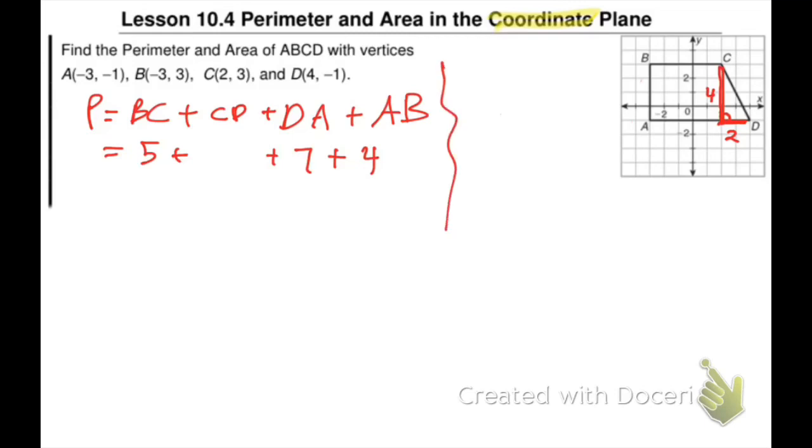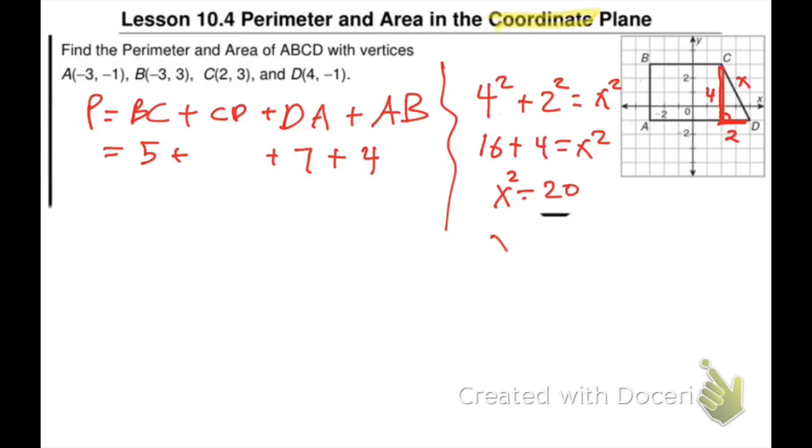Okay. To calculate the hypotenuse here, use the Pythagorean theorem. 4 squared plus 2 squared is equal to the hypotenuse c squared. Actually, I'm going to put an x because I already used c. So 16 plus 4 equals x squared. x squared is equal to 20. Square root both sides, root 20. That's the same thing as root 4 times 5. The square root of 4 is 2, so I get 2 root 5.